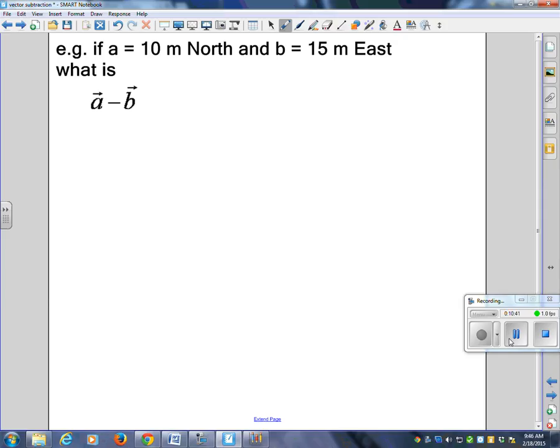Okay, so I'm going to take A is going to be 10 meters north, and B is going to be 15 meters east. Which one do I flip? The B. So it's going to be 15 meters west. Remember doing this, Mr. Schmidt? A little more enthusiasm, please.